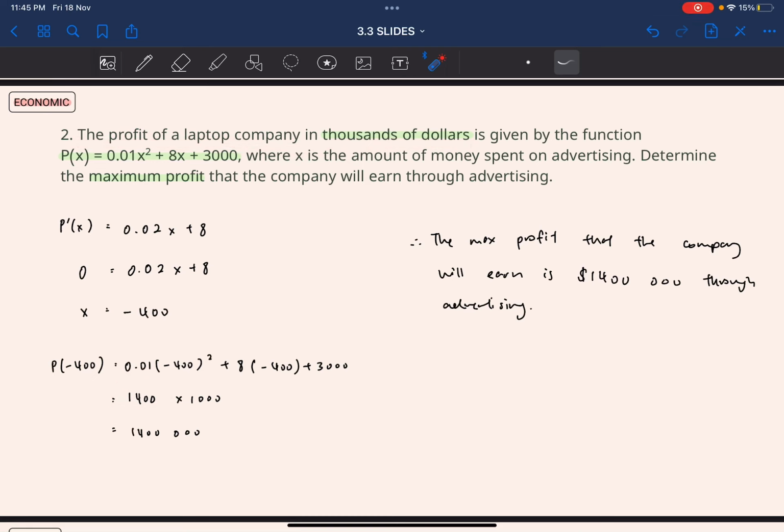We cannot just leave it like that. We have to multiply it by thousands of dollars. And then we will get this number over here. And that is our final answer. And remember to write a concluding statement at the very end, because that counts for your communication mark, and it is very important in optimization examples because it is word problems.